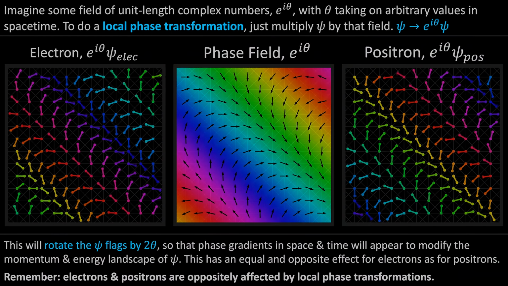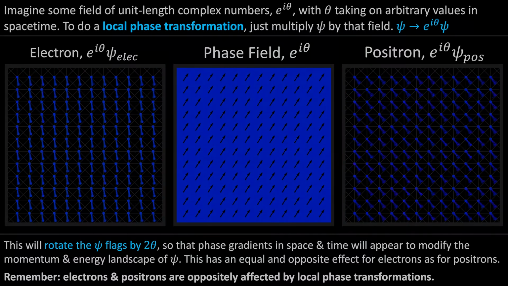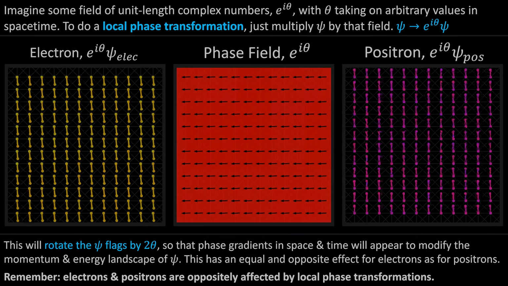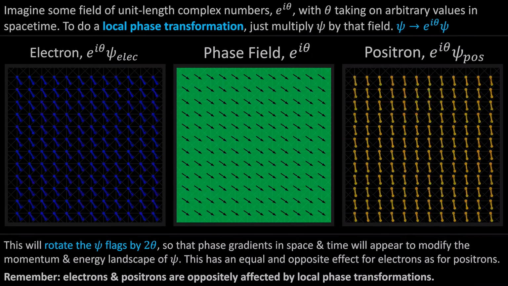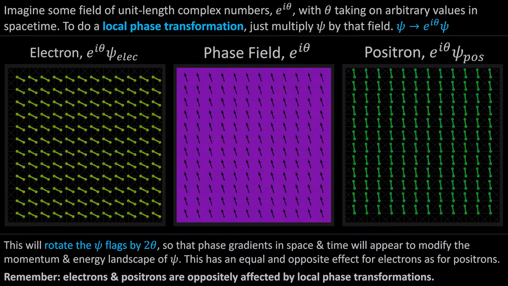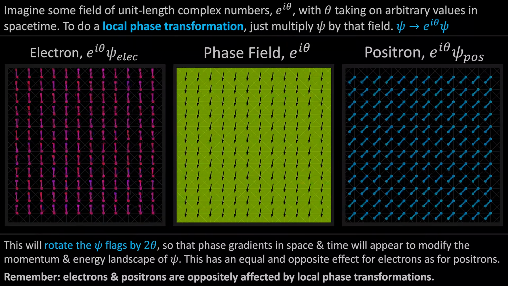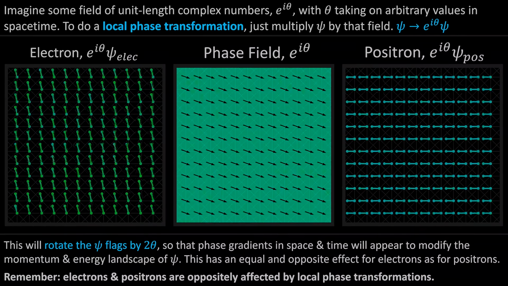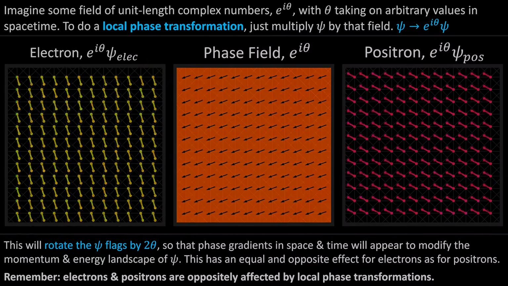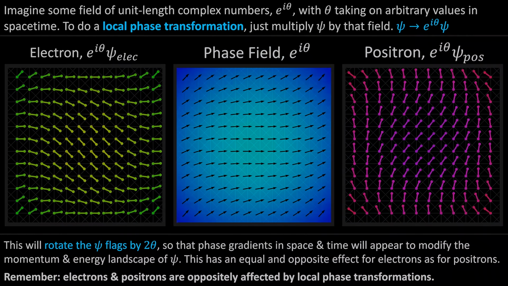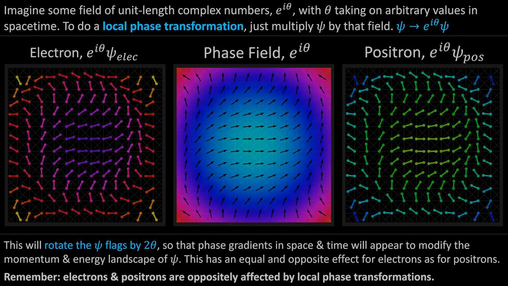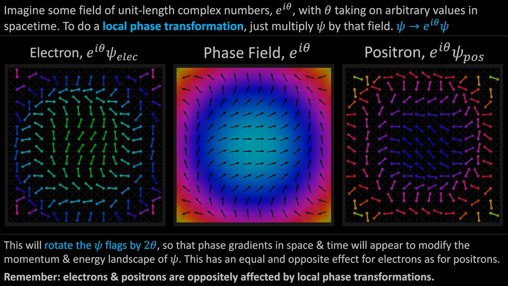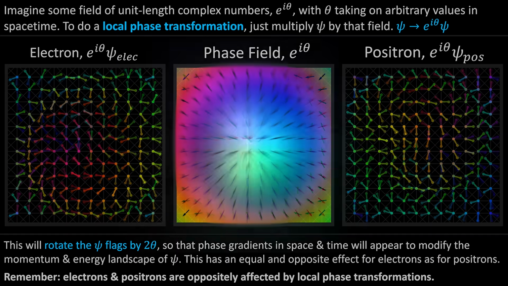Well, if we look at a phase field that's uniform in space but varies in time, we find, unsurprisingly, that it'll speed up one of the wave functions and will slow down the other. So how the phase transformation changes the energy will also be equal and opposite whether we have an electron or a positron. And again, if we use some crazy phase field, we get crazy results. But this thing about equal and opposite disturbances in psi is still true.